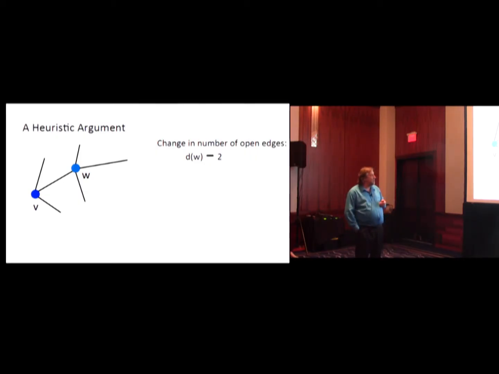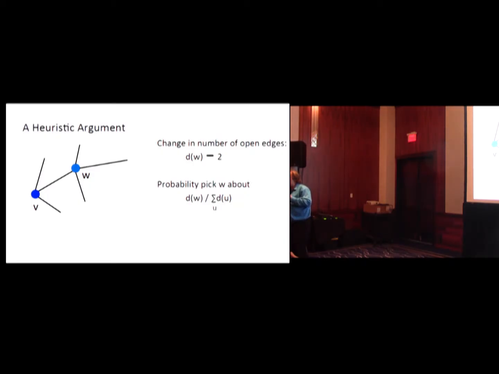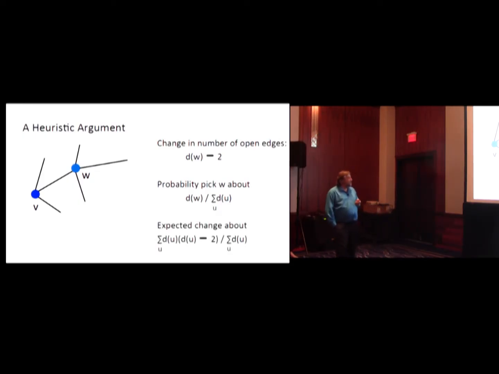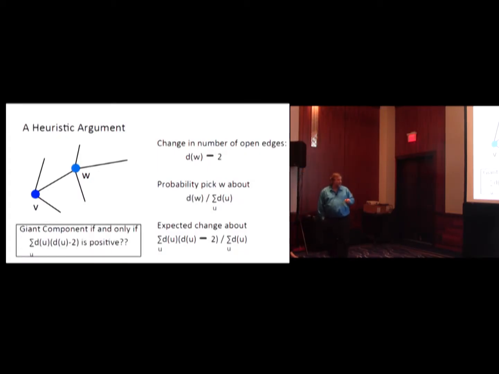Right? And what's the probability we pick W? Well, every edge we should pick with the same probability, so the probability we pick W should be proportional to its degree. Should be the degree of W over the sum of the degrees. Okay. So our expected change in the number of open edges is going to be the sum over all U of the probability we pick U times the change if we pick U, which is this. So forgetting about the normalizing denominator, you might think that what determines whether or not you have a giant component is whether or not this sum is positive. Because, of course, if this sum is positive, then with positive probability in this random walk, the number of open edges will keep going up. Whereas if this sum is negative, then you expect the random walk to crash back to zero. Okay. So that's the heuristic argument.